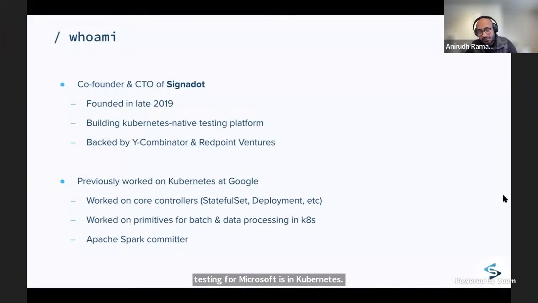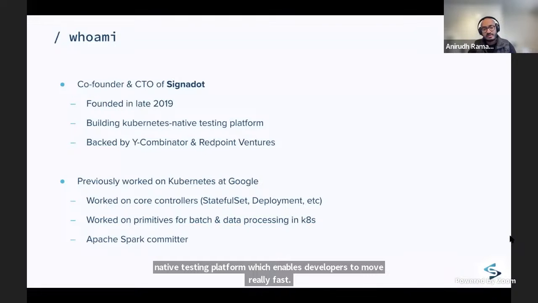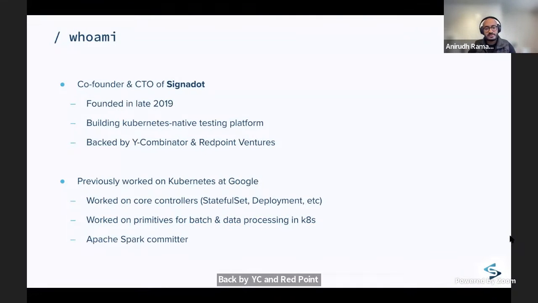First, a little bit about me. I have been part of Signadot since 2019, and we built this Kubernetes native testing platform, which enables developers to move really fast, backed by YC and Redpoint. Prior to this, in a previous life, I worked at Google on Kubernetes, in the early days on stateful sets and deployments and such, and on Spark quite a bit. I contributed the Kubernetes scheduler into the Spark project and then became a committer on that.